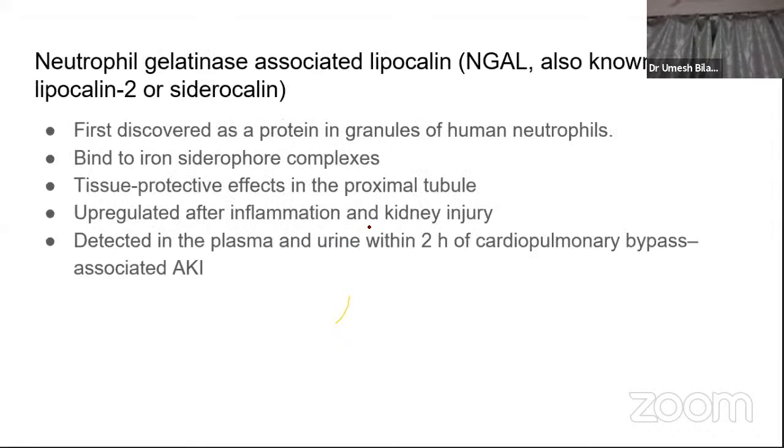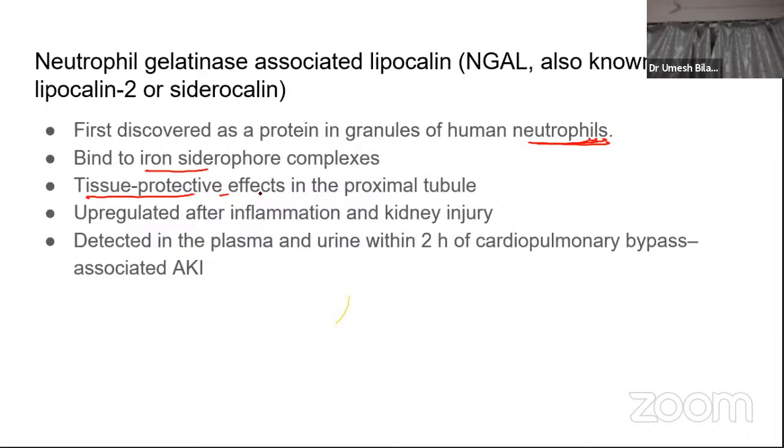And this neutrophil gelatinase-associated lipocalin, NGAL, is also known as lipocalin 2 or pseudocalin. This was actually discovered initially in human neutrophils, but its role in the kidneys is also known now. It binds with iron.